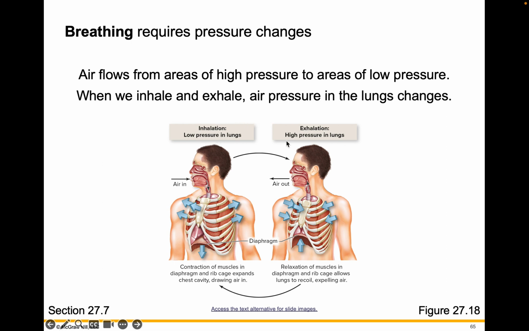And then when you go to blow air out, those muscles relax and the rib cage recoils, so it shrinks back up, and that forces the air out of your lungs. So air is always moving from high to low pressure, high to low pressure.